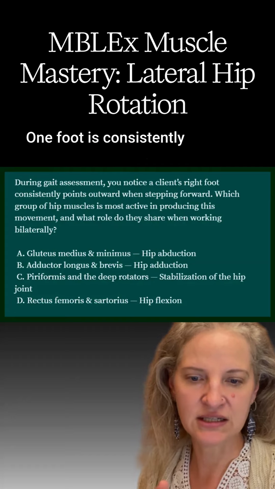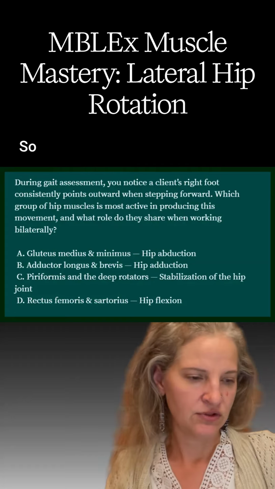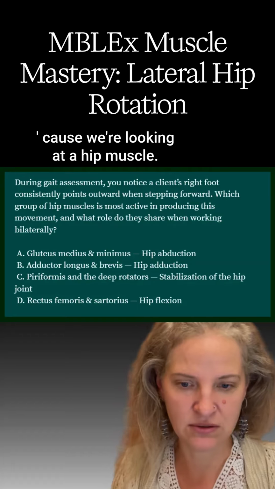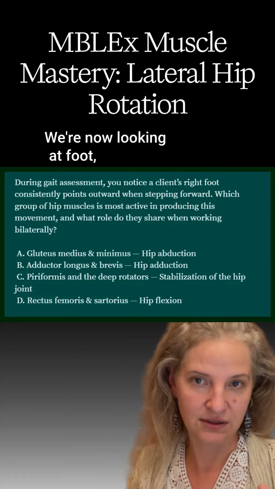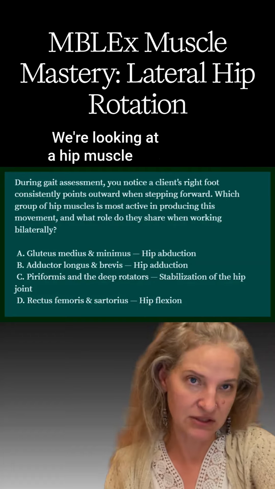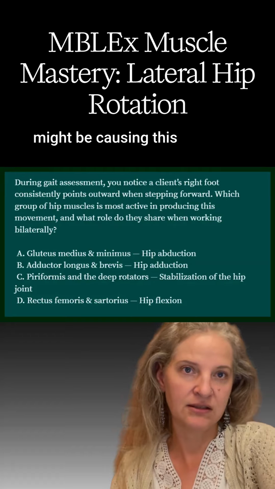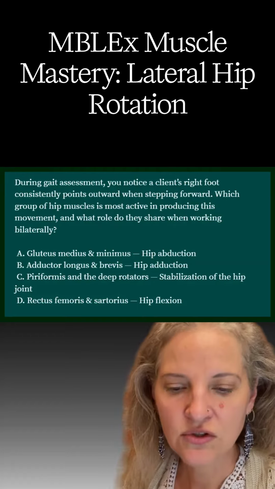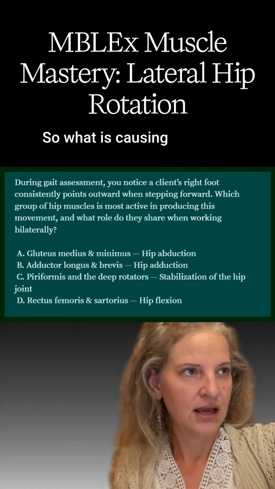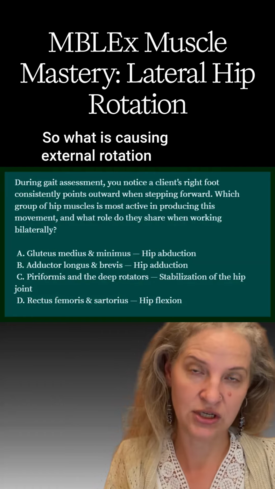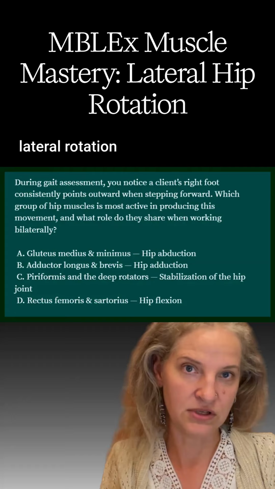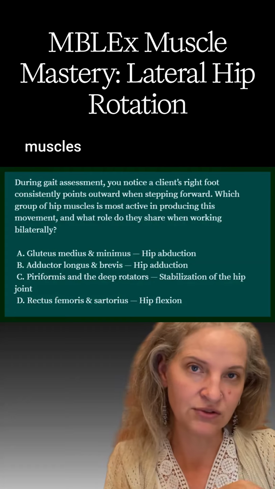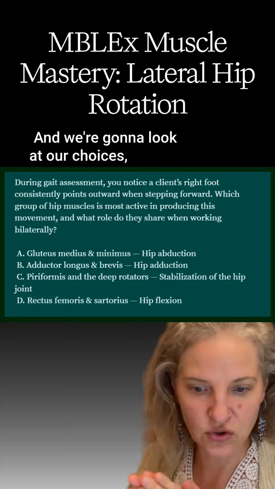One foot is consistently pointing outward. So imagine the whole leg, because we're looking at a hip muscle. We're not looking at foot eversion. We're looking at a hip muscle that might be causing this whole outward turn. So imagine this is the hip and it's causing that outward turn. So what is causing external rotation or lateral rotation of the hip? We're imagining the placement of all the muscles around the hip, and we're going to look at our choices.